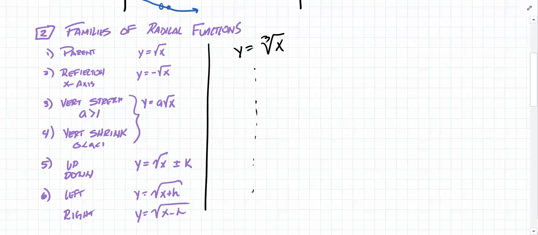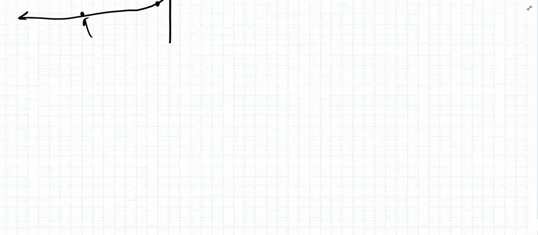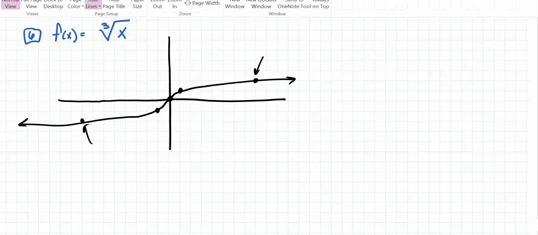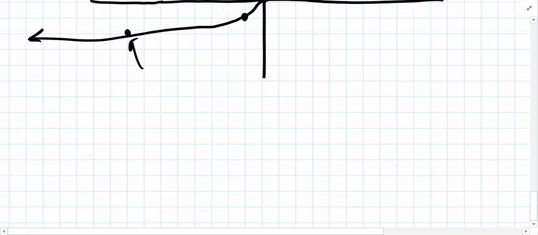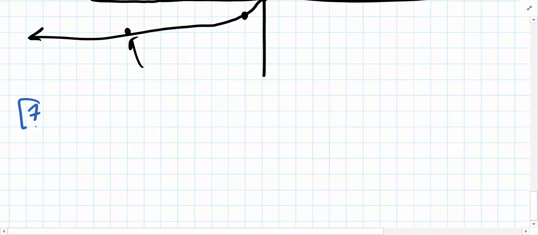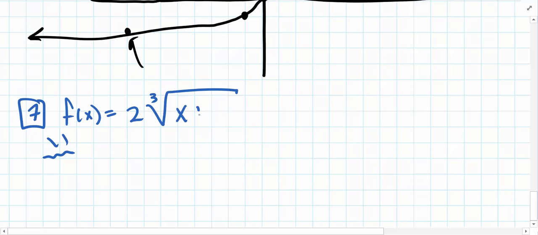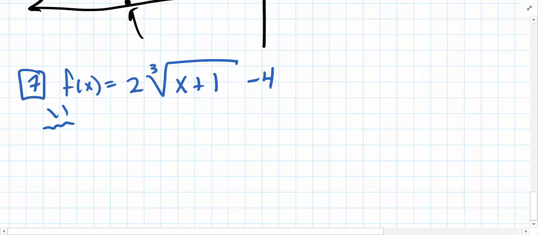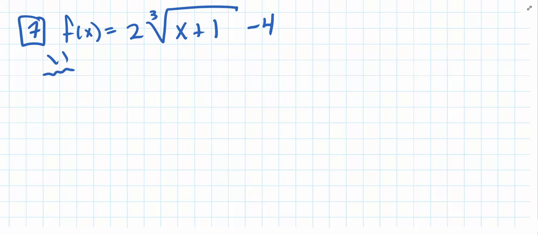So for box number 7, for our final box today, we are going to graph this monster function. F of x is going to be 2 times the cube root of x plus 1 and then a minus 4. This is the monster function. Okay? So, we're not going to plug in the calculator. We're going to do it by hand. We're going to show you one iteration at a time. Okay? All right, here we go.